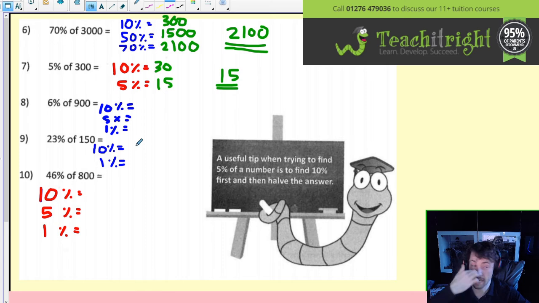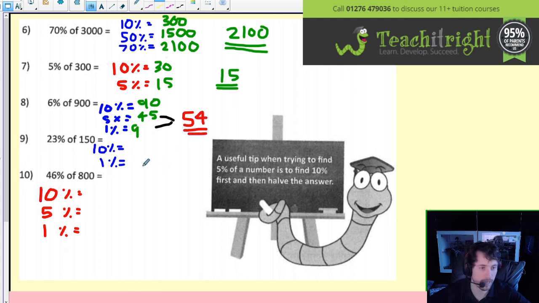For 6%, again, I still would work out 10% as a starting point. It's going to be 90. Then half of 90 is 45, which is giving me my 5%. 1% we said was dividing by 100, so that means it's 9. And then from these to here, if I combine my 1% and my 5%, that will get me to 6%, which means I just have to add the two of these together. So I'm going to be at 54 as a final answer. I appear to have changed my color coding somewhat.